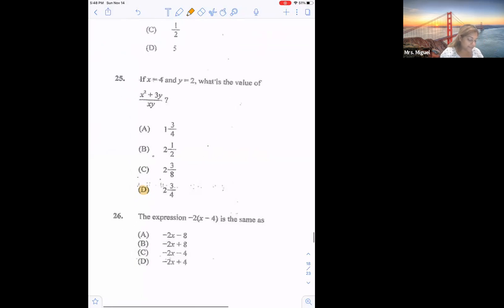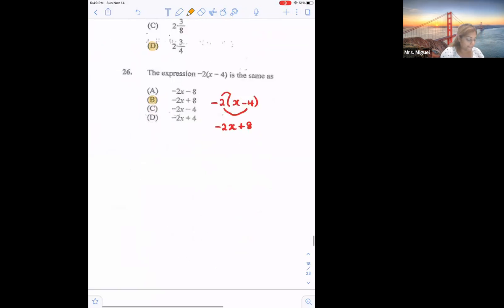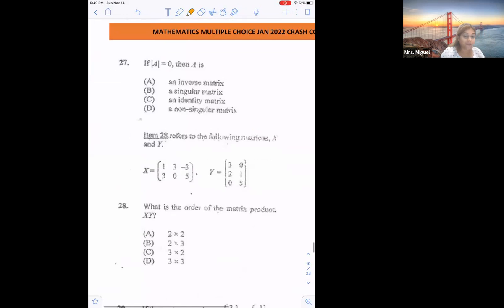The answer is D. Number 26, we are going to use the distributive law and distribute negative 2 to each term. Negative 2x plus 8. The answer, B. Number 27, we did that already. If the determinant is 0, then A is a singular matrix.